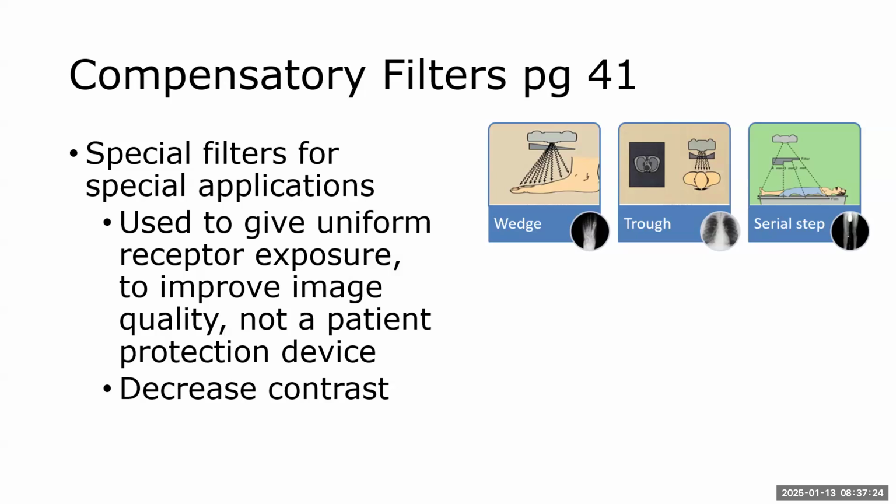So the serial step wedge, do y'all see it? It has a little tiny step, then a little bit thicker, and then a little bit thicker. So you would put the thicker end over the ankle and the thinner over the hip, and it just sort of gives you a more uniform thickness of patient. It's to give uniform receptor exposure to improve the image quality. It's not a patient protection device.